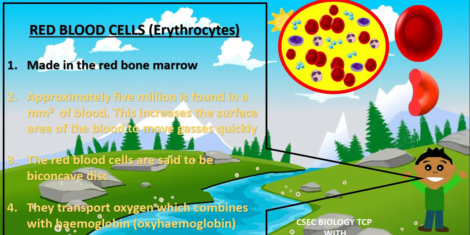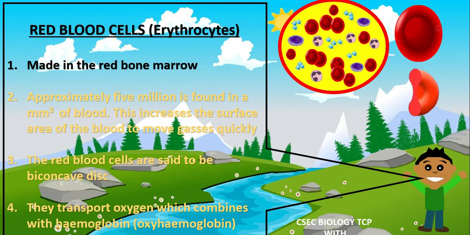Red blood cells are also called erythrocytes. They are made in the red bone marrow. Approximately 5 million is found in a millimeter cube of blood. This increases the surface area of the blood to move gases quickly. Red blood cells are said to be biconcave discs, which means that there is a depression on both sides of the cell, and this increases the rate of diffusion for the blood cell.